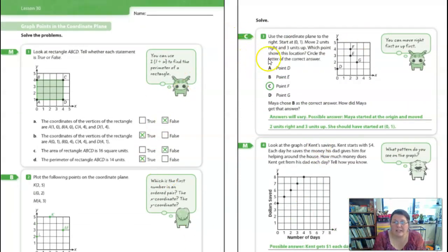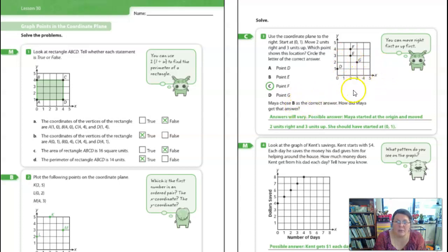So number 3, use the coordinate plane to the right. Start at 0, 1 and move 2 units right and 3 units up. Which point shows this location? Circle the letter of the correct answer. So 1 is to start at 0, 1, so that's right here at D. And it says move 2 units right and 3 units up. 1, 2, 3. So we would be at point F.